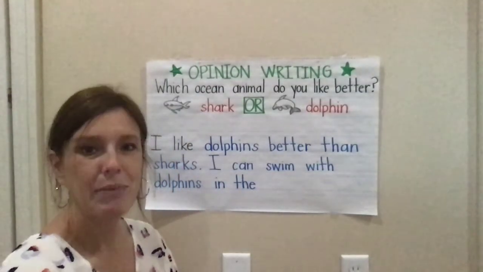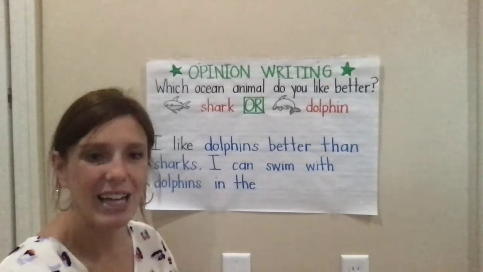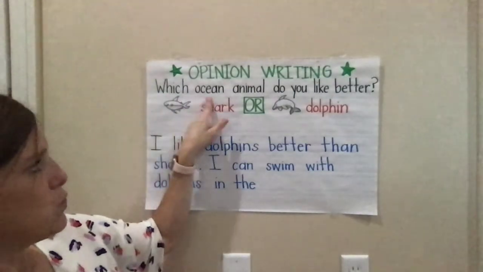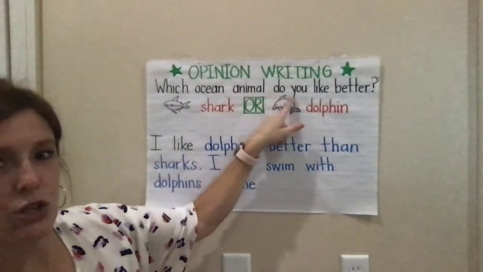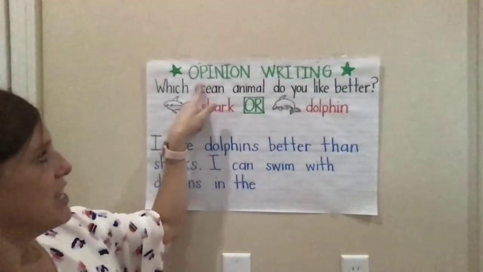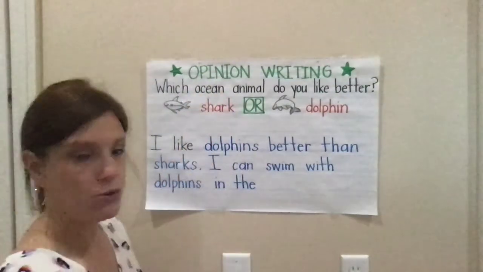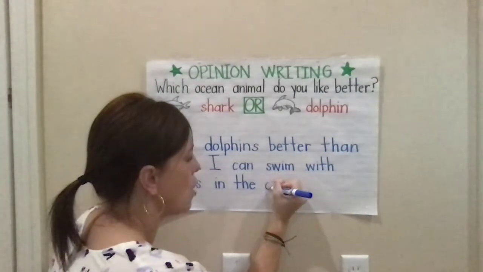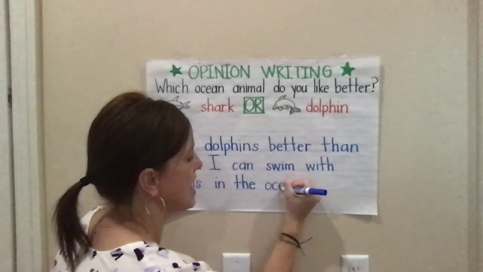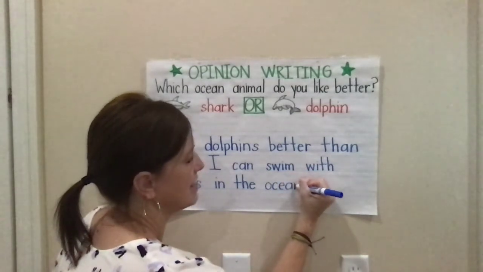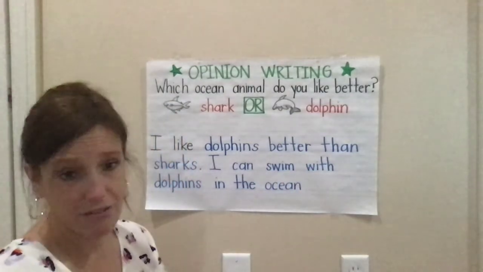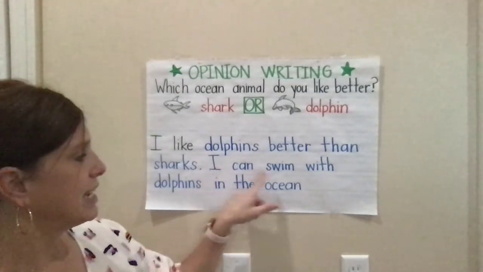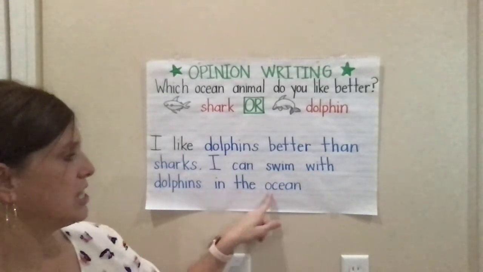Ocean is a tricky word, but guess what? It's already on my paper. Remember our question for the day says, which ocean animal do you like better? Ocean is right here. So I'm going to copy ocean and put it down here. O-C-E-A-N. Ocean. That is a word that definitely does not follow our rules about spelling. My sentence, I can swim with dolphins in the ocean.